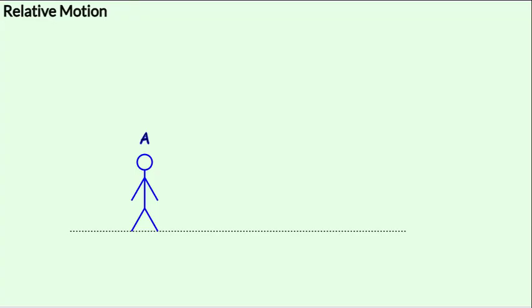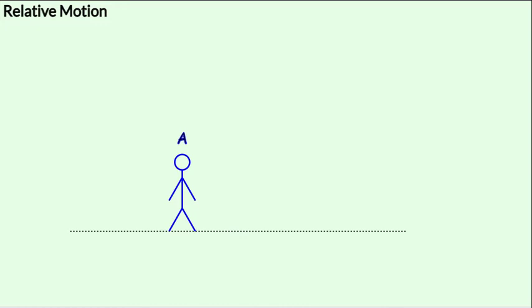In this chapter, we will learn about relative motion between two bodies, and we begin with a man A who is stationary. Now the man begins to move to the right. Whenever we talk about displacement or motion, it is always relative and it requires another entity for comparison.